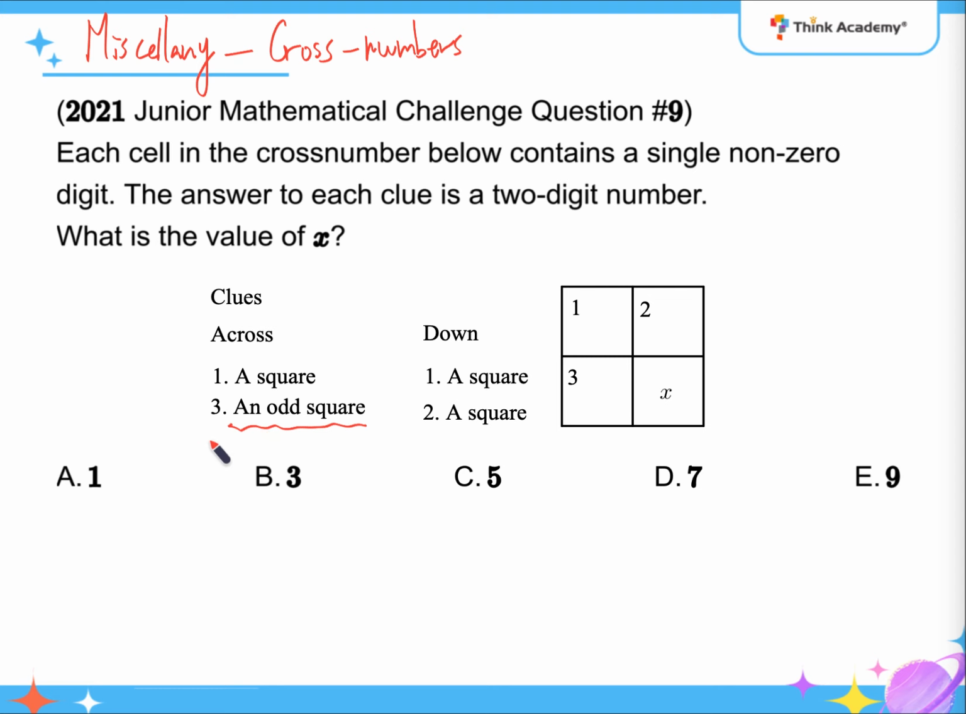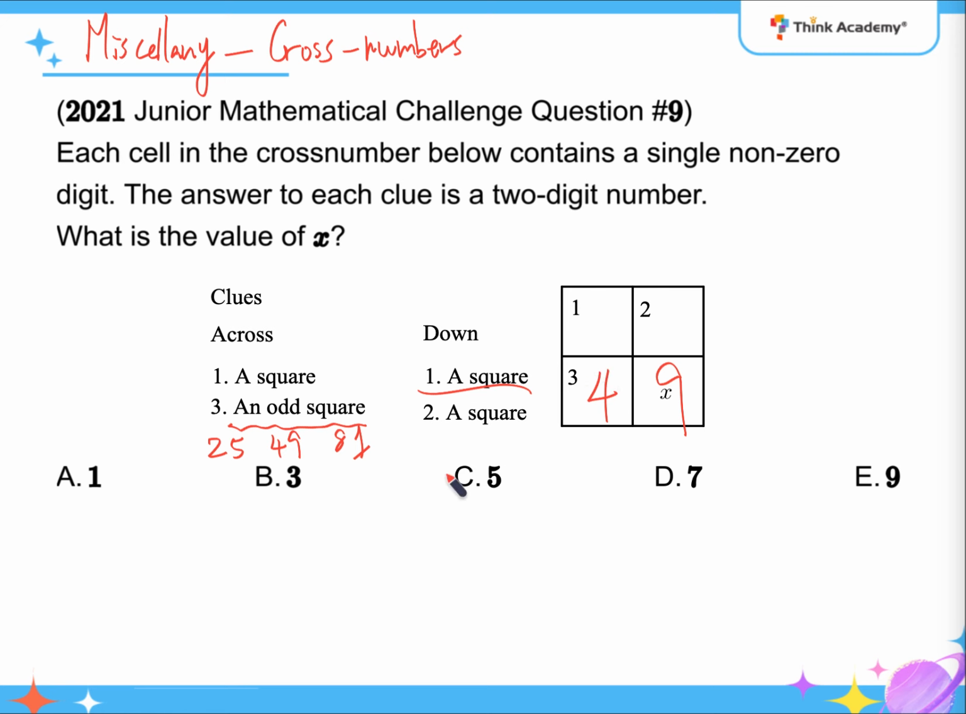3 across can be 25 or 49 or 81, right? These are the 3 options we have. But then when you're trying to fill these 3 numbers in there, you can see that if it is 25, 1 down cannot be a square because no squares end with a 2. The same goes for 81. No squares end with an 8 right there. Yeah? So it means that the only possibility, because 1 down has to be a square, so it means 3 across has to be 49, such that 1 down ends with a 4.